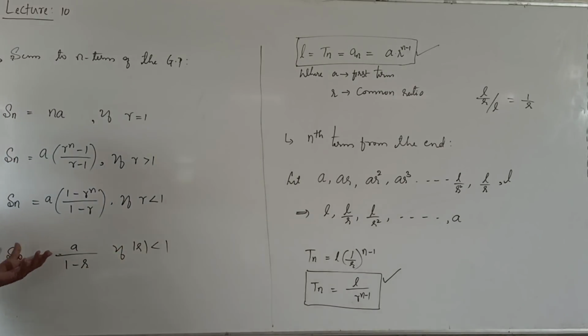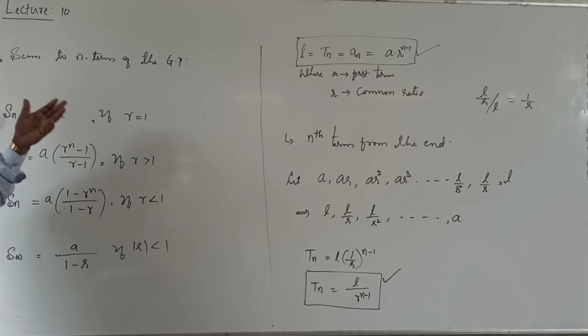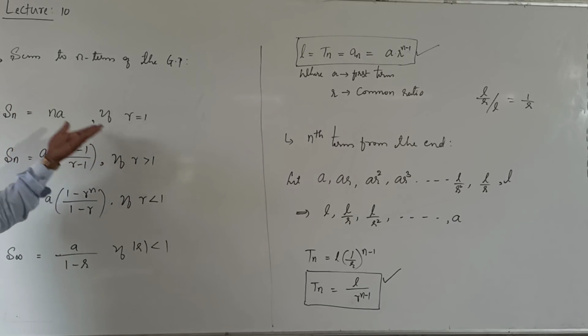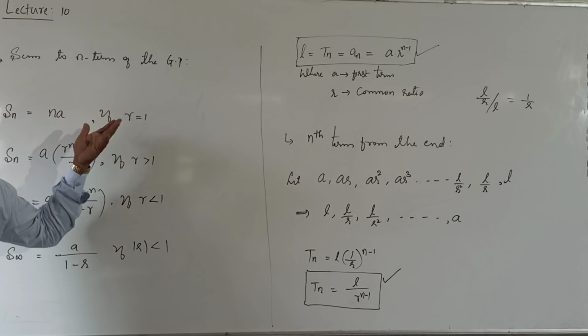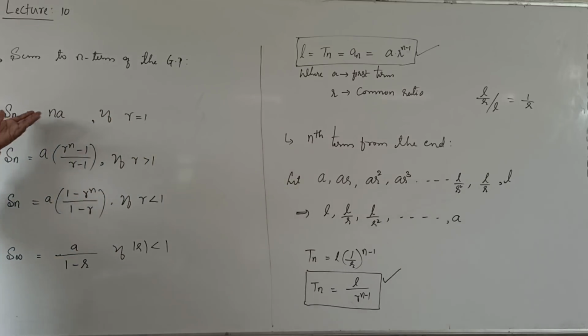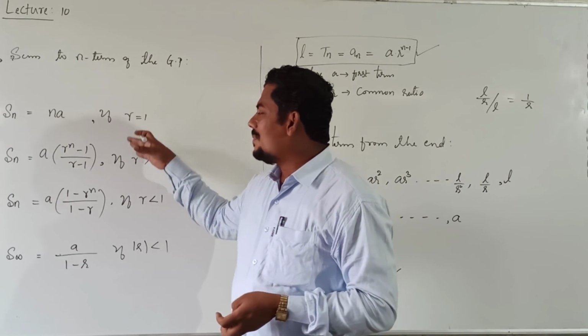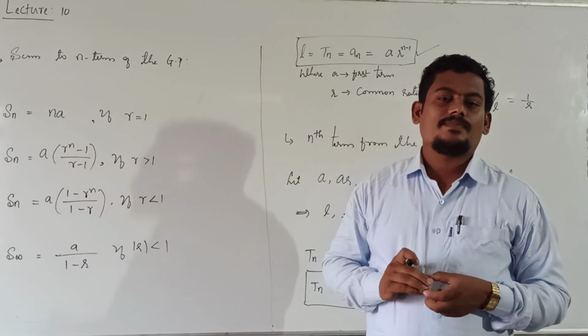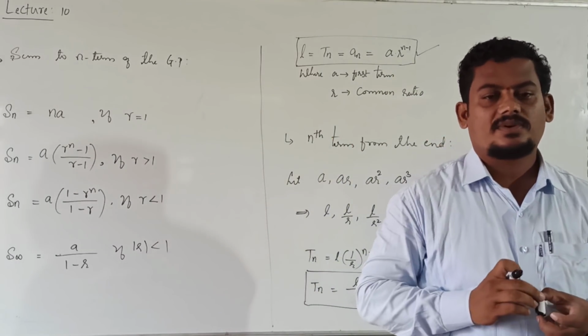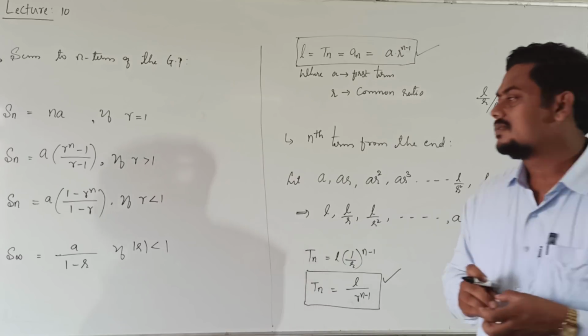Sum of infinite terms of the GP, S of infinity formula. Sn formula when R is less than 1. Sum to n terms when R is more than 1. Sum to n terms when R is equal to 1. These are the formulas to find sum of n terms of GP. Proof of these formulas is very simple. Just go through the textbook. You can understand.